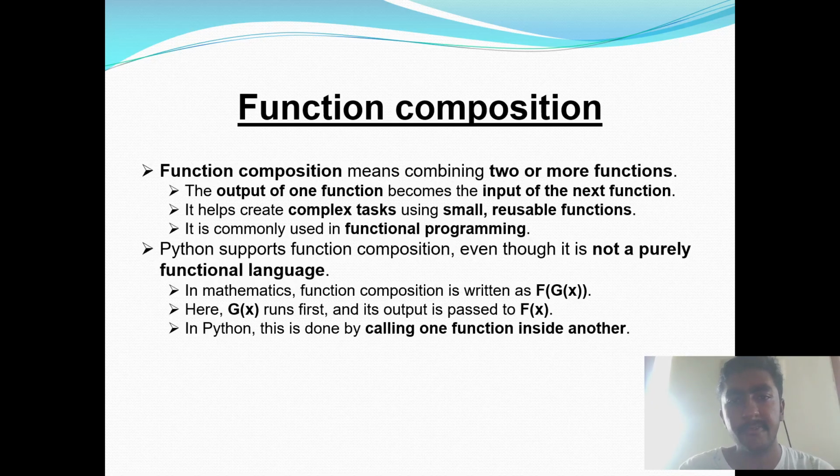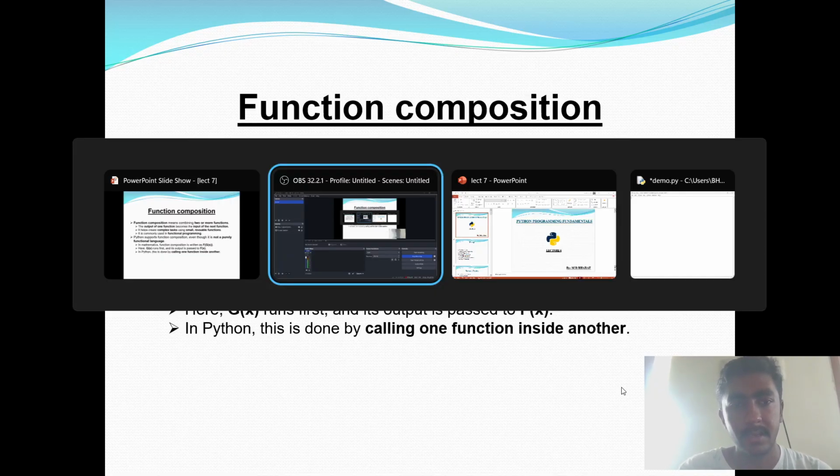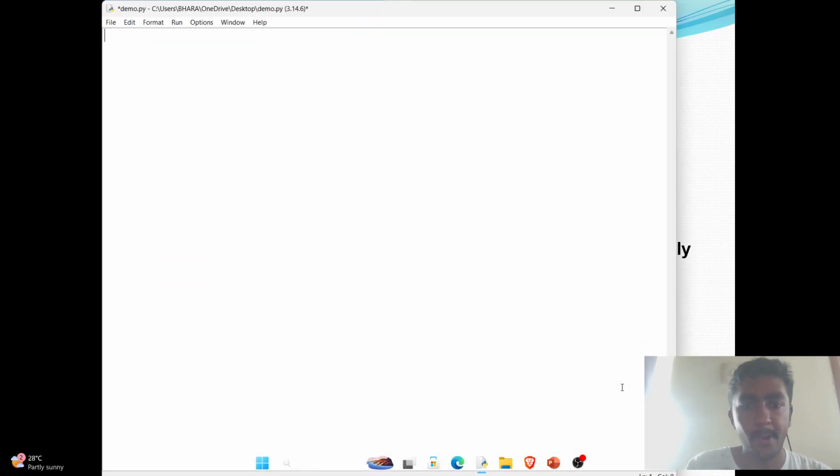Suppose we want to perform two tasks. First, multiply a number by 2, then add 5 to the result. Instead of writing everything in one function, let's divide the work. Let me open the program.